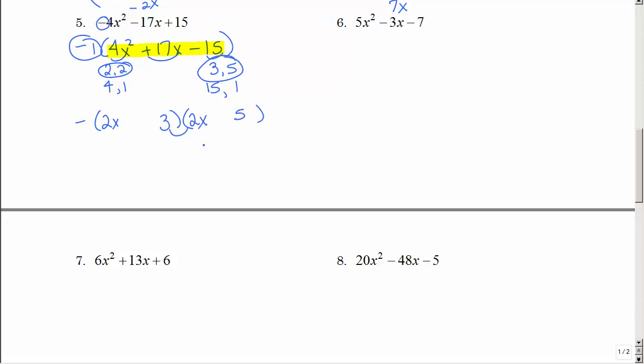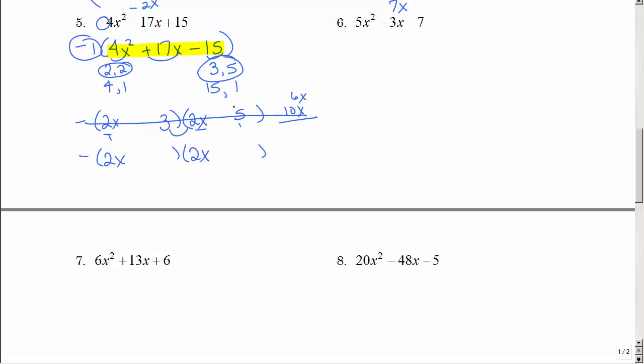So let's see, that's 6x. 2 times 5 is 10x. Will that get me 17? No. And even if I switch the 3 and the 5, because they're both 2's, that doesn't work. Alright, so I'm not going to give up on the 2 and the 2 yet.